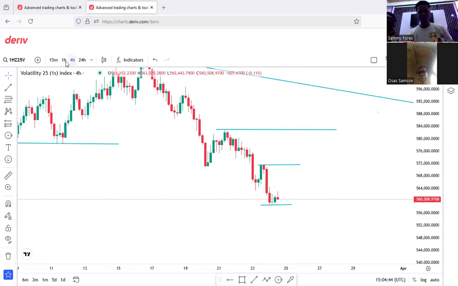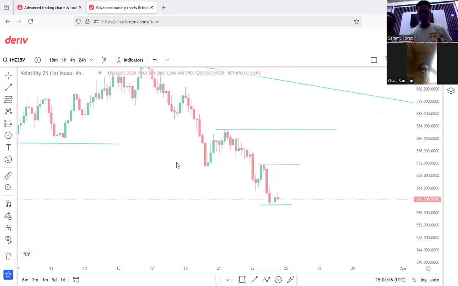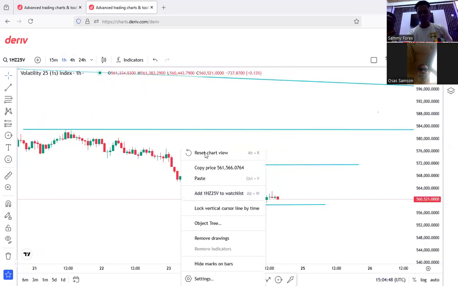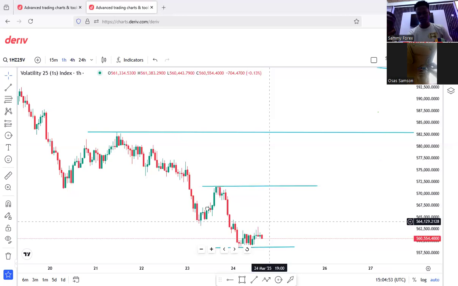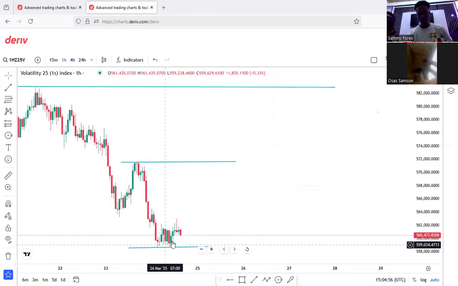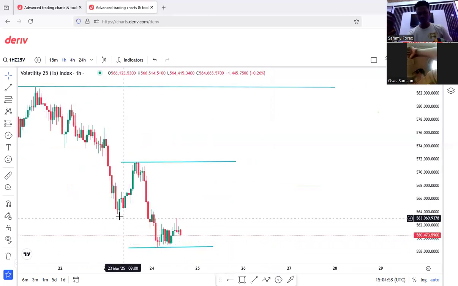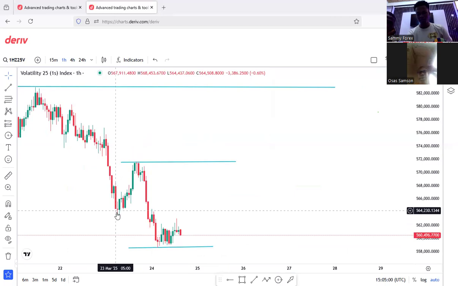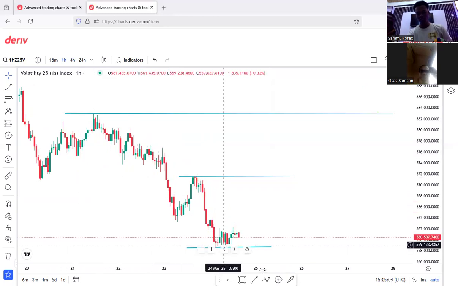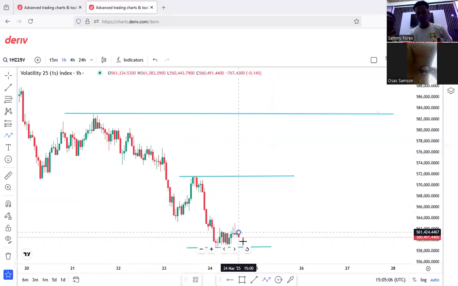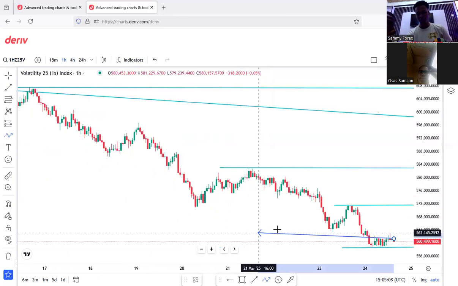On the Volatility 25 (1s) index, we'll go down to see what the price is doing on the 1 hour time frame. You notice on the 1 hour time frame here, price came to this low and then consolidated, pushed down. And then you notice this low was broken and then this low was broken. Sellers are still in the market. What price can do is still push in here, at least come here, and give us an equal low.